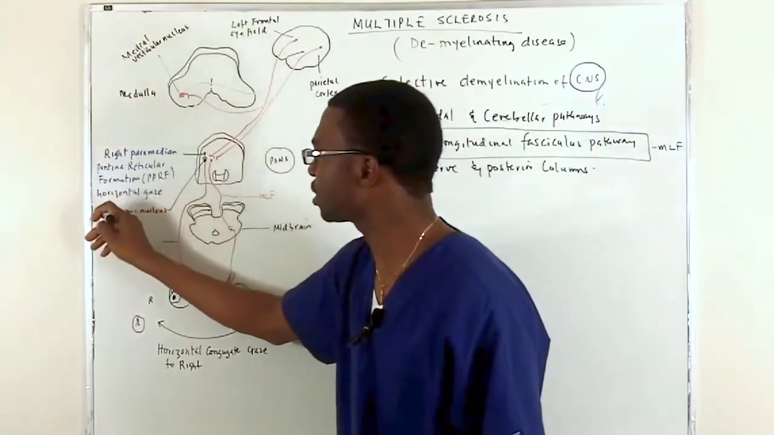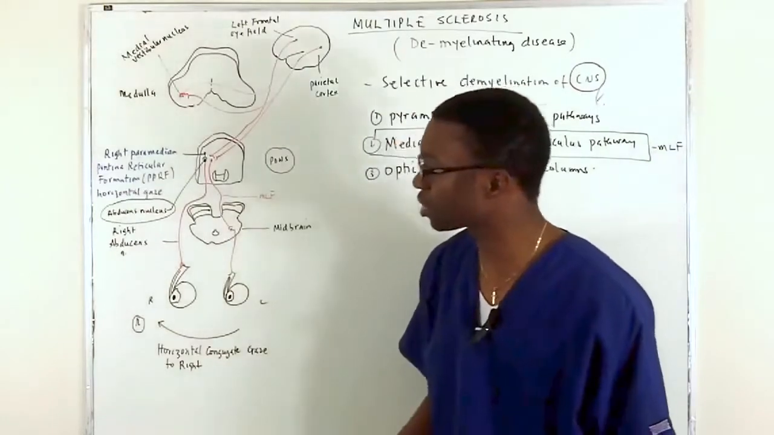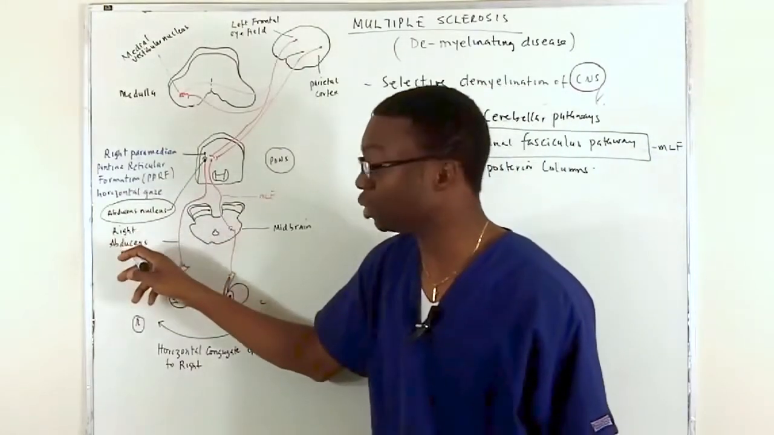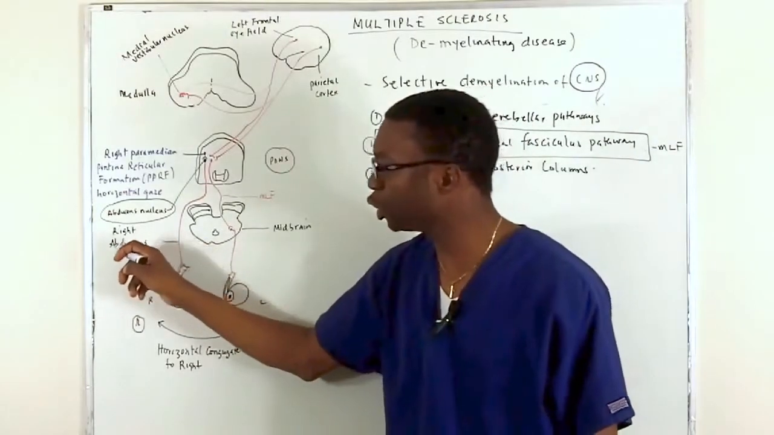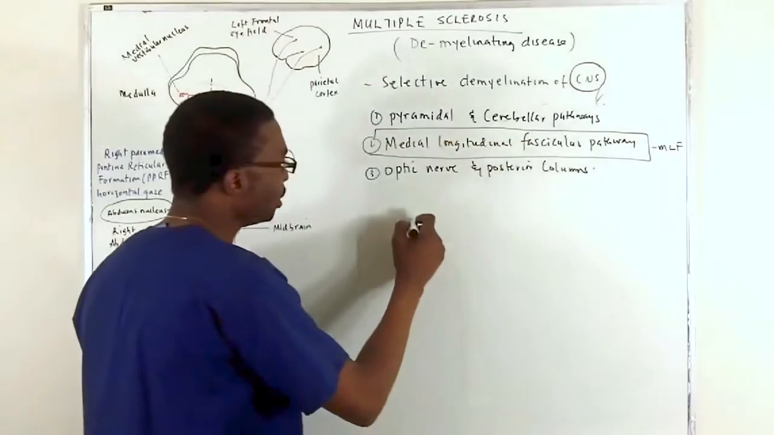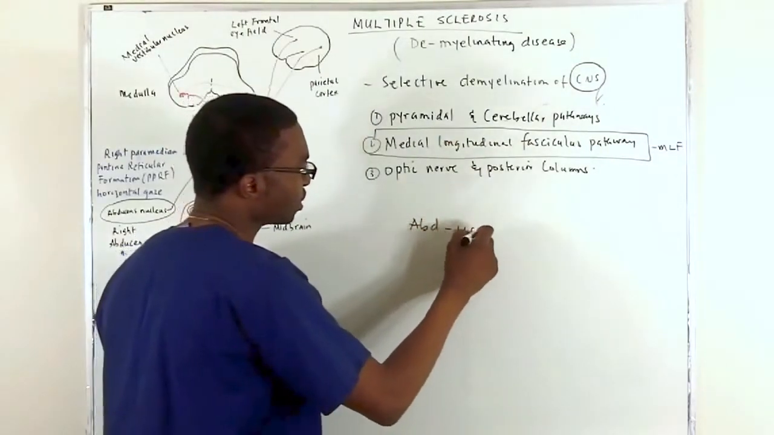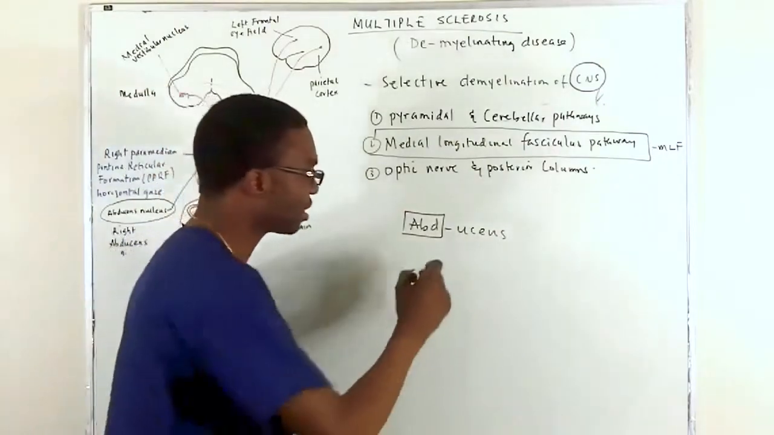the abducens nucleus. Now, what comes out of the abducens nucleus? It's the right abducens nerve. Now, what is the function of the abducens? ABD. Look at the word, abducens. Let's break the word into two. Sounds like it's going to abduct.